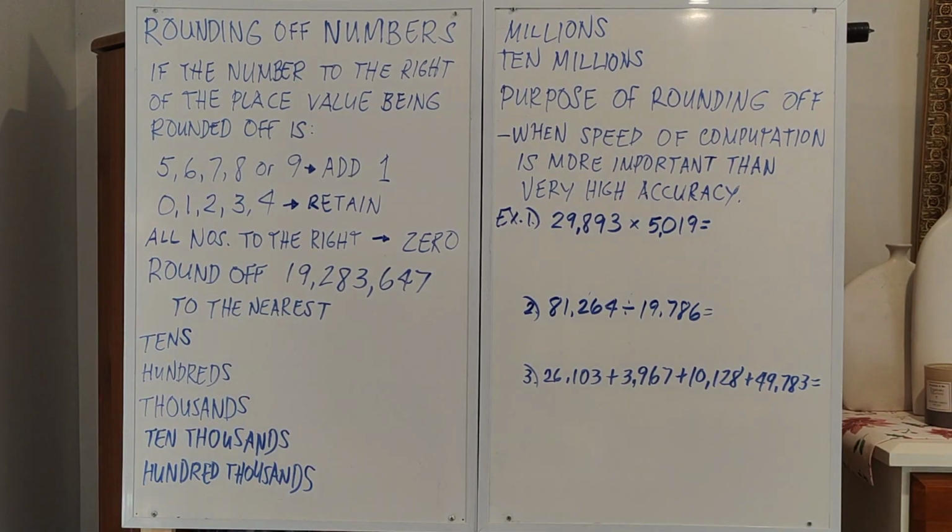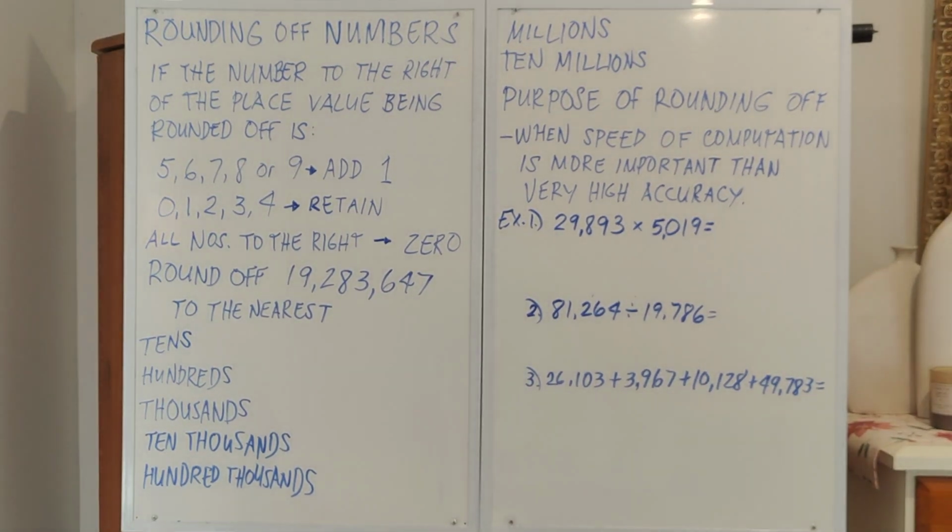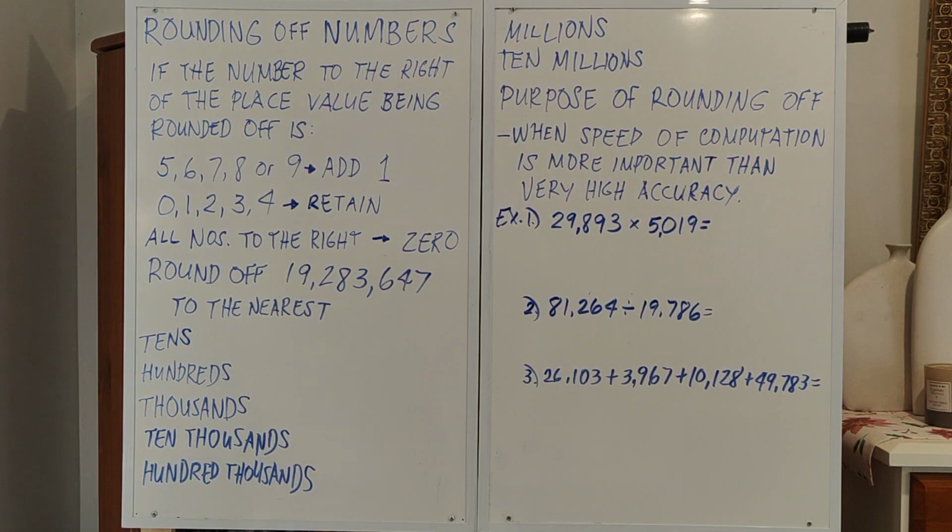Rounding off numbers is a method that I often use, especially at work, when I need to compute for something and I don't have enough time to use my calculator or cell phone. Rounding off numbers is a method of simplifying numbers so that it will be easier to compute or calculate.